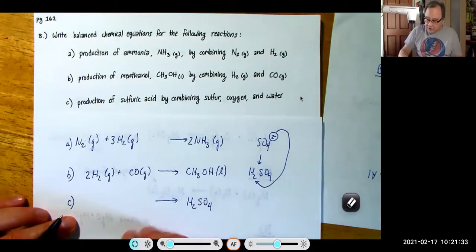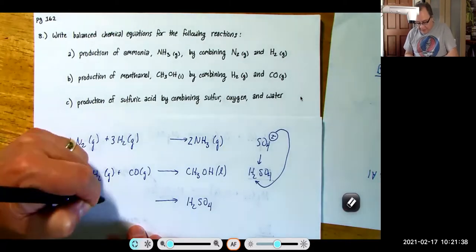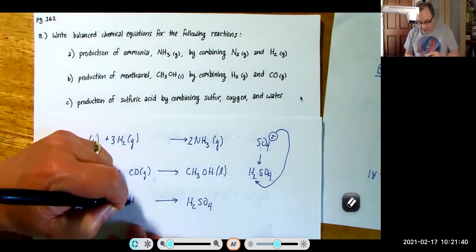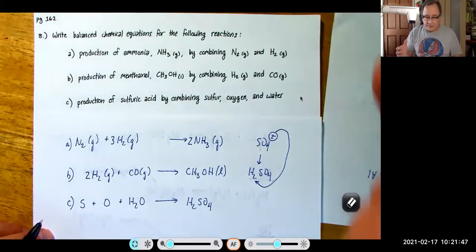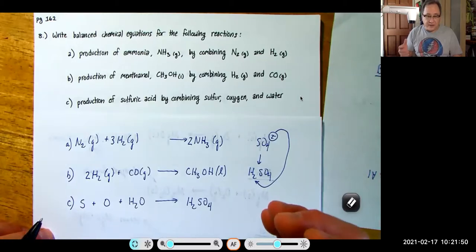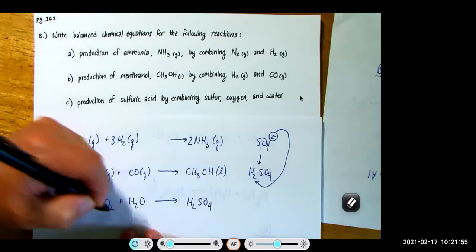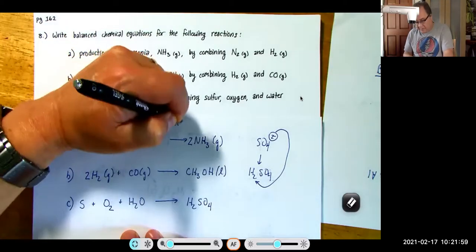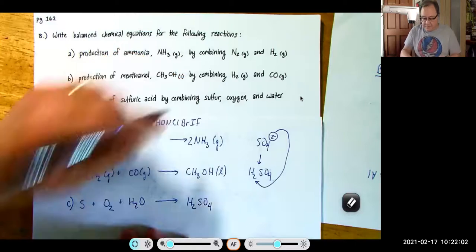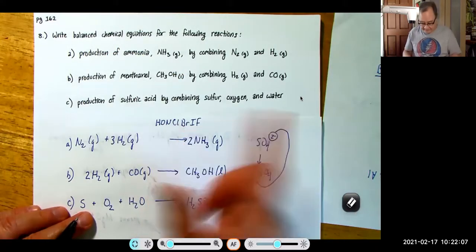Now it says we're going to combine sulfur, oxygen, and water. Water we know is H2O. Now one of the problems here is this oxygen. When you take oxygen off of the shelf in a bottle, do they come in single atoms or do they come in pairs? They're diatomic. So we want to write an O2 there. The diatomics are Honkelbrief: hydrogen, oxygen, nitrogen, chlorine, bromine, iodine, and fluorine.